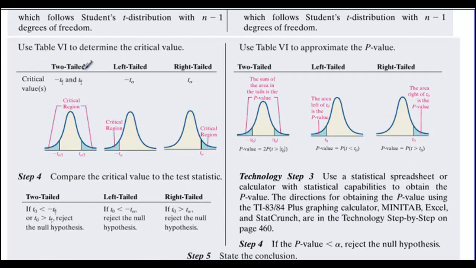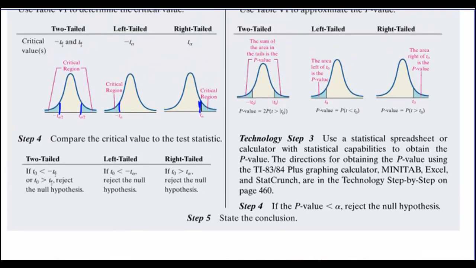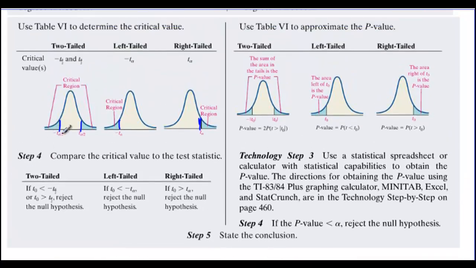Then we're going to use the t-table to determine critical values. The critical values are going to be these lines right here. Those lines, those critical values, let us know where our tails are actually starting, or where that shaded area is actually starting. As we're going through, if our test statistic falls into the critical region, this little shaded area, then we're going to reject the null hypothesis.